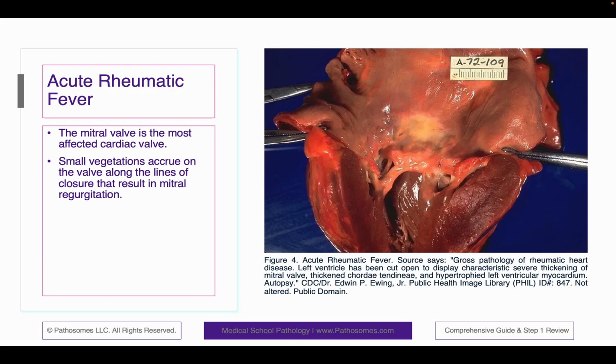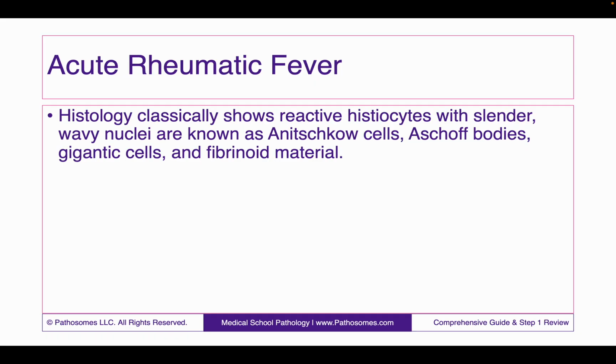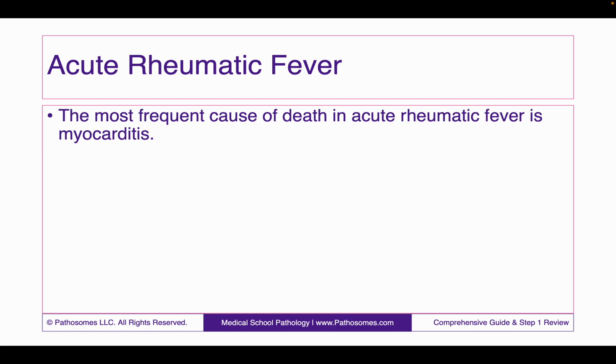The mitral valve is the most affected cardiac valve regarding acute rheumatic fever. There will be these small vegetations that accrue on the valve along the lines of closure that result in mitral regurgitation. Regarding histology, future pathologists, the histology of acute rheumatic fever shows reactive histiocytes with slender, wavy nuclei, which are known as Anitschkow cells, as well as Aschoff bodies, giant cells, and fibrinoid material. The most frequent cause of death in acute rheumatic fever is myocarditis.